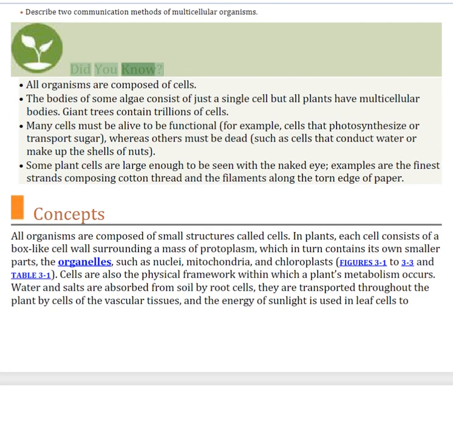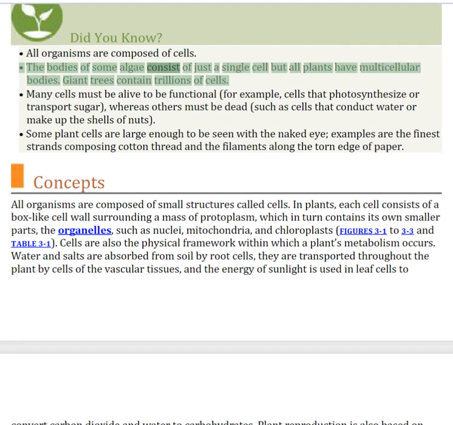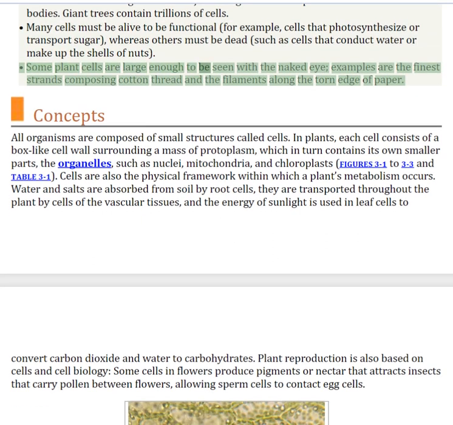Did you know? All organisms are composed of cells. The bodies of some algae consist of just a single cell, but all plants have multicellular bodies. Giant trees contain trillions of cells. Many cells must be alive to be functional, whereas others must be dead. Some plant cells are large enough to be seen with the naked eye. Examples are the finest strands composing cotton thread and the filaments along the torn edge of paper.